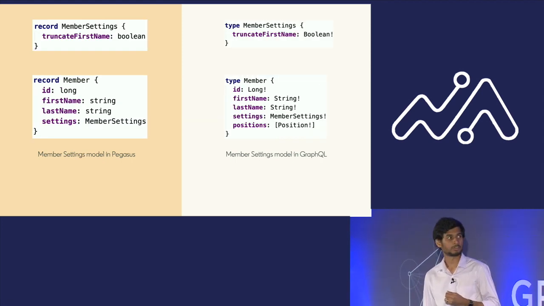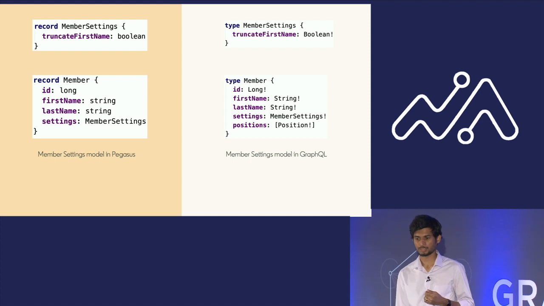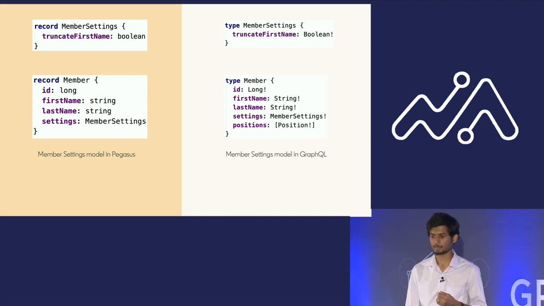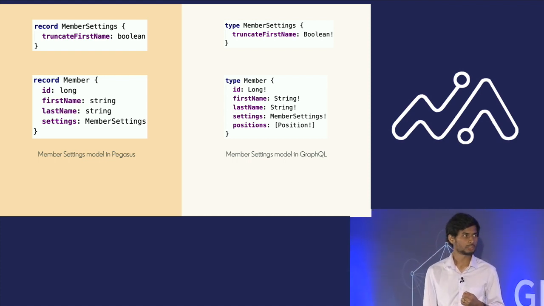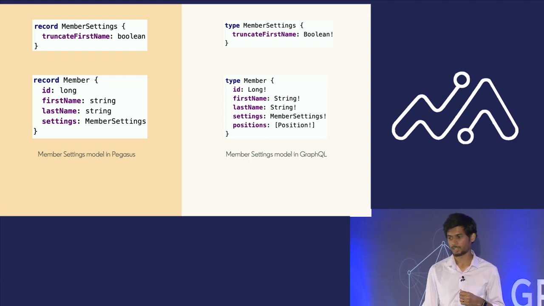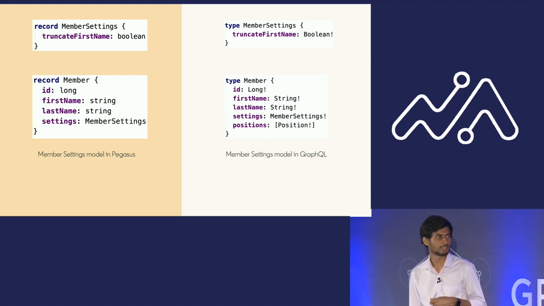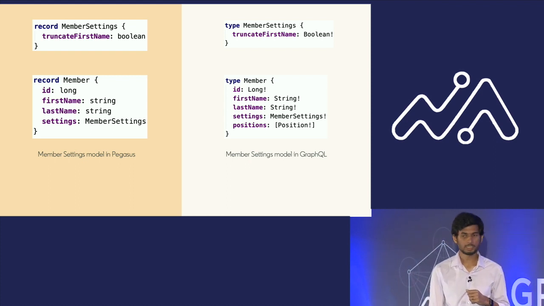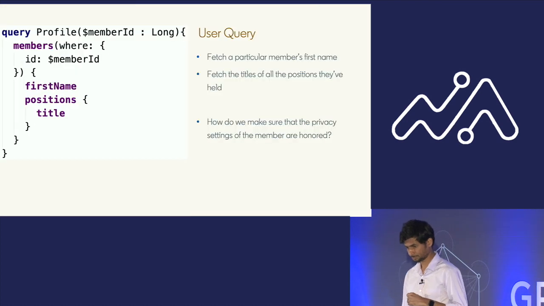The final model that we're going to look at is member settings. Let's say that the member has a setting called truncate first name, which is a Boolean. And what we do is we then insert that settings as a type into member, and you get the final member type, which contains an ID, a first name, a last name, the settings that they have, and the positions. So we are well set up to now talk about queries and data access policies.